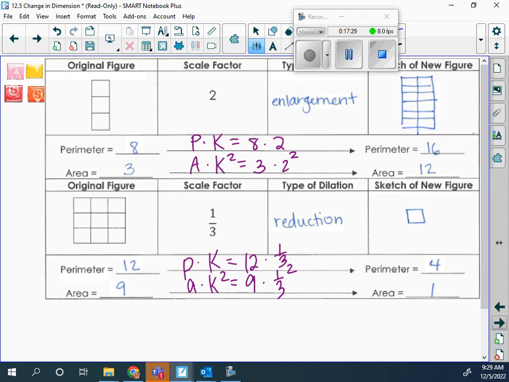Right? So this is not what we're learning right now, but what if I was asking you about volume? Then that would be cubed. So do you think you're going to multiply the scale factor cubed? Yes. We just haven't gotten there yet. We haven't learned our volume. Okay.